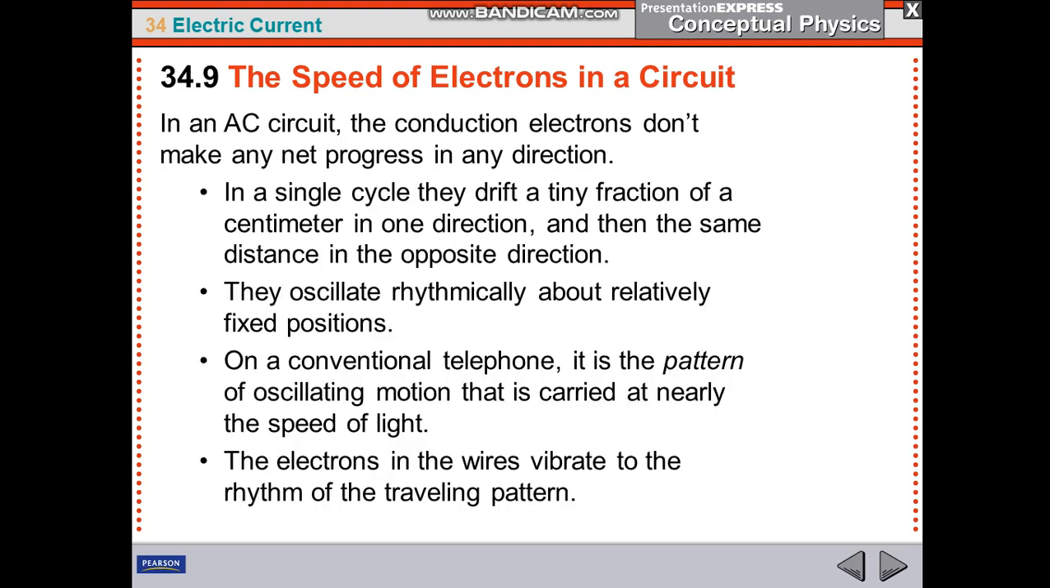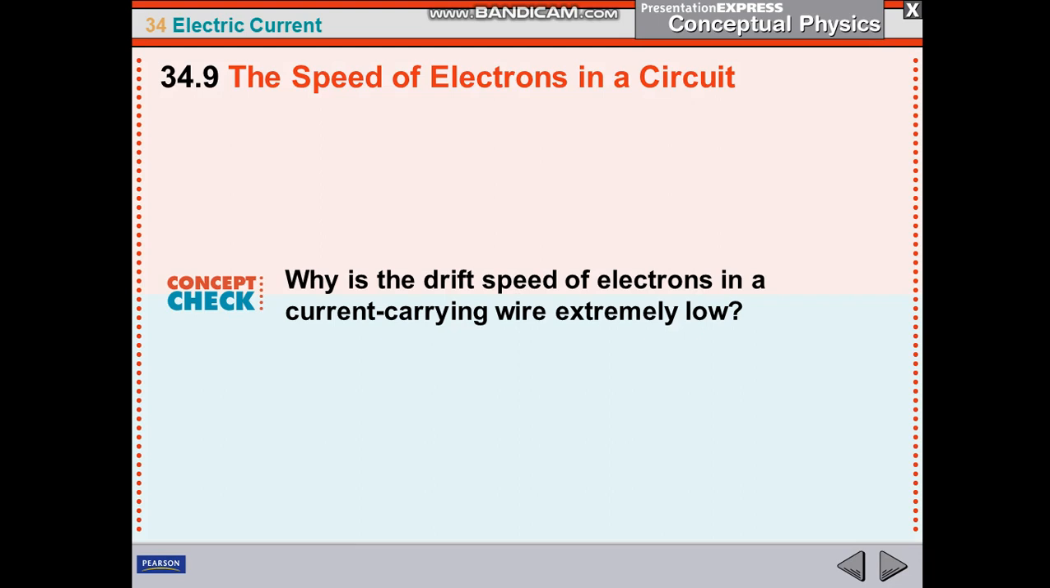In an AC circuit, the conduction electrons don't make any net progress in any direction. In a single cycle, they drift a tiny fraction of a centimeter in one direction and then the same distance in the opposite direction. So they move one direction and then the opposite direction. They oscillate rhythmically about relatively fixed positions. On a conventional telephone, it is the pattern of oscillating motion that is carried at nearly the speed of light. The electrons in the wires vibrate to the rhythm of the traveling pattern. So there is an oscillation, and that's why the movement becomes low.